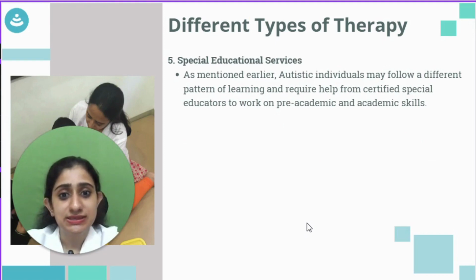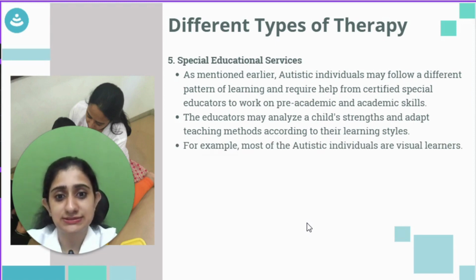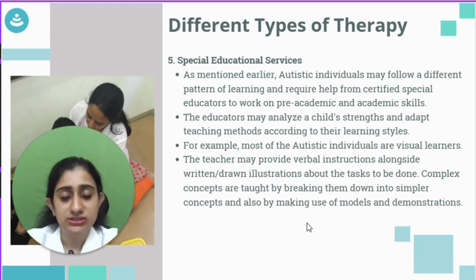All right. So next is the special education services. As mentioned earlier, autistic individuals may follow a different pattern of learning, and they require help from certified special educators to work on their pre-academic and academic skills. The educators may analyze a child's strengths and adapt teaching methods according to their learning styles. For example, most autistic individuals are visual learners. So the teacher may provide verbal instructions along with written or drawn illustrations about the tasks to be done. Complex concepts are taught by breaking them down into simpler concepts and also by making use of models and demonstrations.